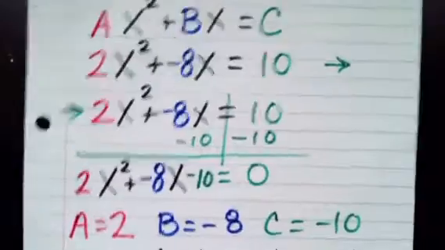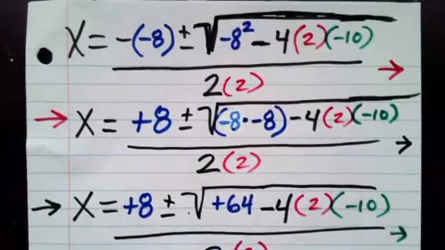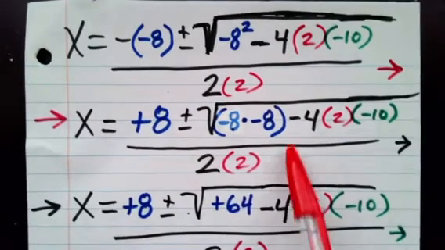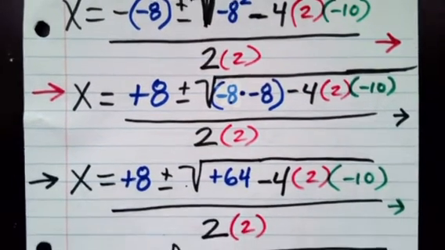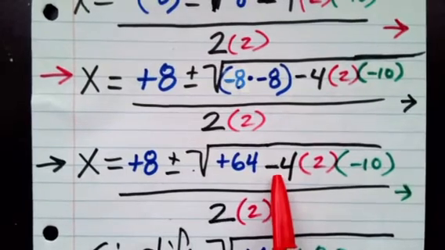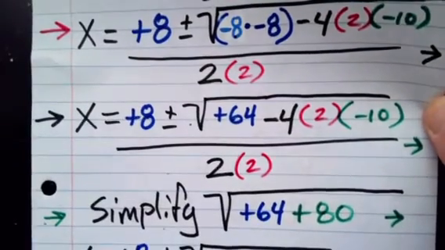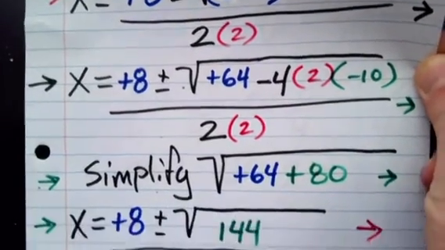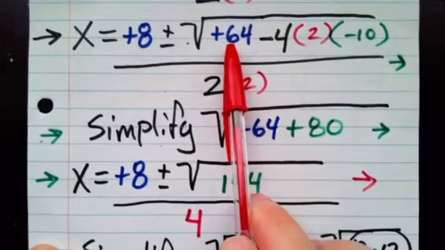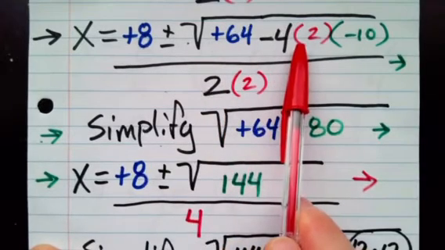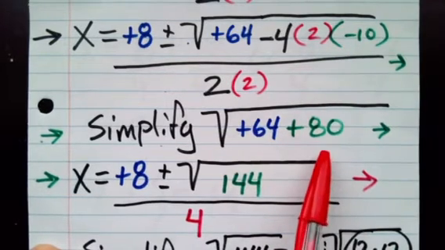Okay, so let's go ahead and continue on to the next page. We're going to continue to simplify a little bit further here. So, let's do everything inside the radical. Negative 8 squared is negative 8 times negative 8, which gives us a positive 64, like you can see here. Negative 4 times positive 2 is a negative 8. Negative 8 times negative 10 is a positive 80. So that's what you're seeing down here. Again, negative 8 times negative 8 is a positive 64. And negative 4 times 2 is a negative 8. Negative 8 times a negative 10 is a positive 80.